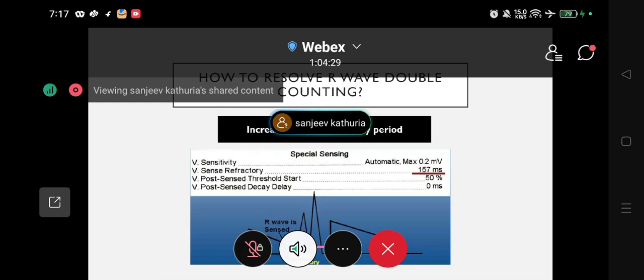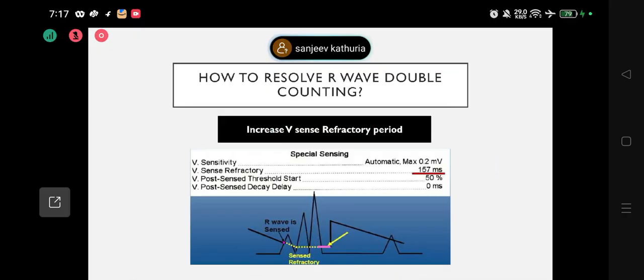What you need to do? You need to increase the V sense. You will have to tell the machine, "Arey bhai, 3 millivolt is T wave. R wave is more than 5." If you want to count it as VF, because the original R wave is 13, VF will be taken as 5. See, so below 5, please don't count it. So this is the important thing, R wave counting.